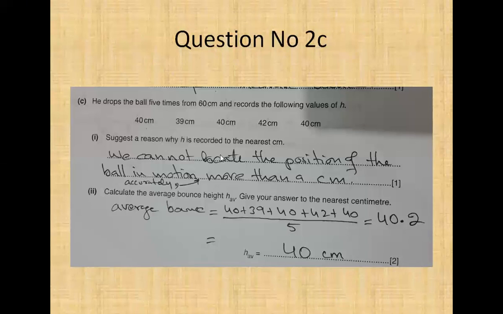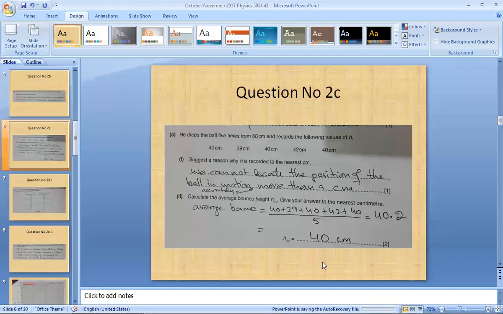I've done this. Here you see the average bounce height will be equal to 40 plus 39 plus 40 plus 42 plus 40, divided by 5, which will be 40.2. We have to give the answer to the nearest centimeter, so 40.2 will be 40 centimeter. It's a 2-mark question. So let's go to the next part.